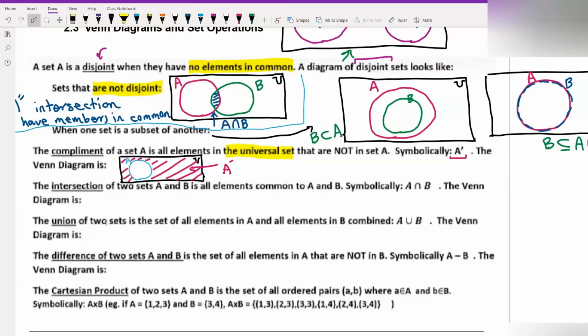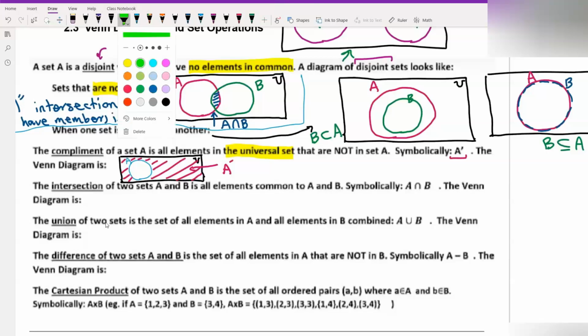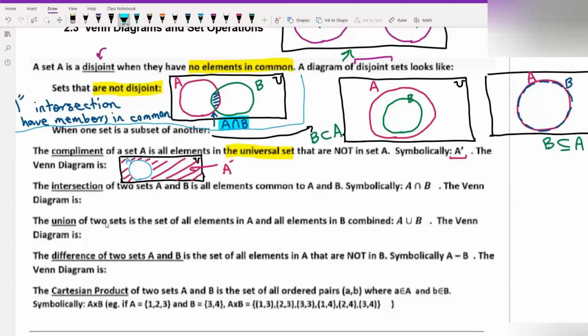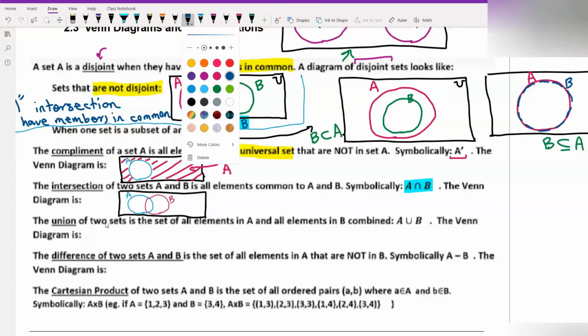The intersection of two sets A and B is all elements common to A and B. We already had that part in this one, so you already had that symbol on top. So I'm going to redraw it. So it's A, and here we have B. And what we have in between is the intersection.